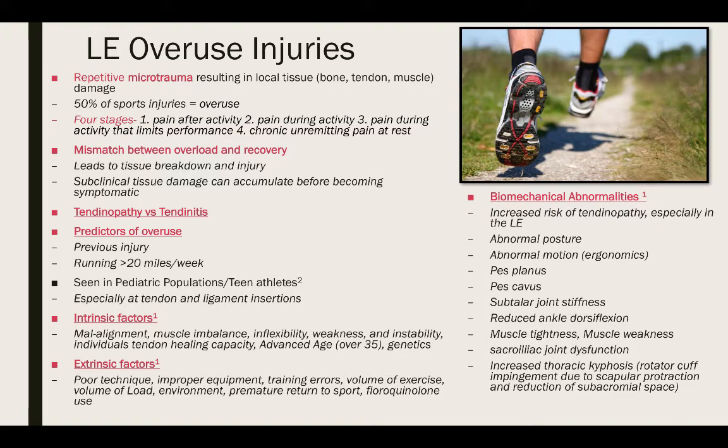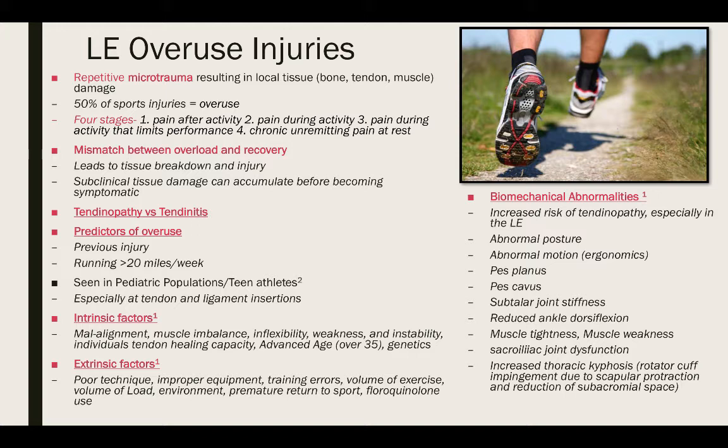So lower extremity overuse injuries, this is really due to repetitive trauma. So thinking about people like runners or gymnasts or swimmers, people who are doing the same thing over and over again. And there's really 4 stages: pain after the activity occurs, so after you finish running, pain during the activity, pain during the activity that you're no longer able to work through, and then chronic unremitting pain even when you're not doing the activity anymore. So you can see that's kind of a progression of how the injury happens.